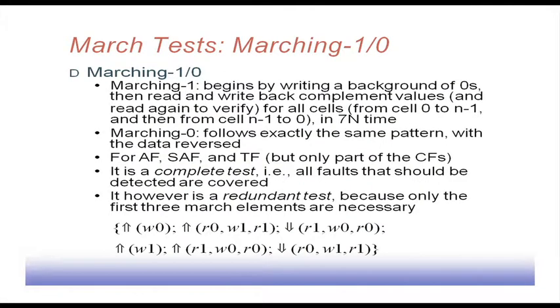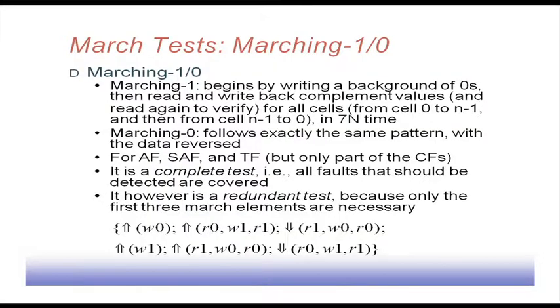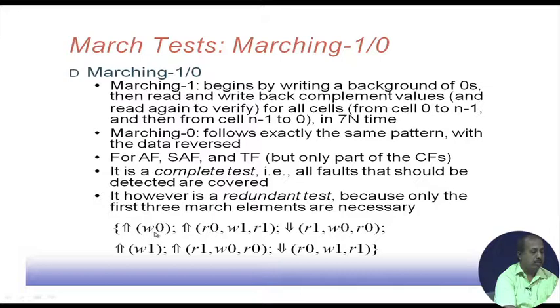Then we look into the marching 1-0 pattern. This is another march test, marching 1-0. Marching 1 begins by writing a background of zeros and then reads and writes back complement values and reads again to verify, for all the cells. So this is basically this one. First it will write a background of 0, this first write W0. So this will do that.